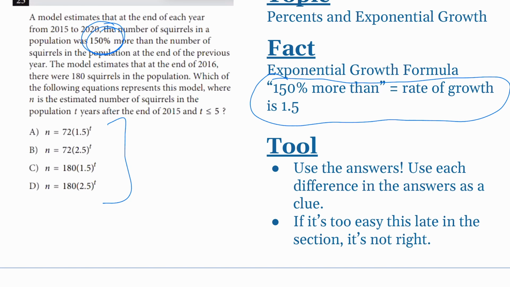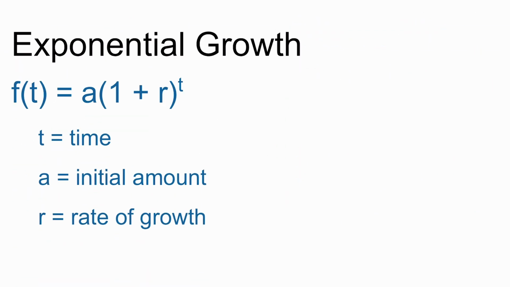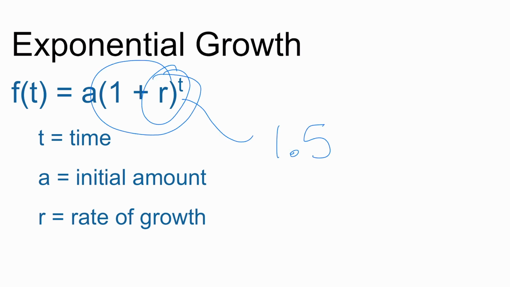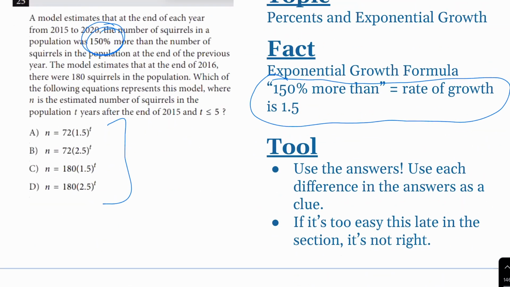And that means that the rate of growth is going to be 1.5. And what makes this problem confusing, but also kind of helps you solve it so quickly, is that when the rate is 1.5, then what's inside the parentheses is going to be 1.5 plus 1, and thus 2.5. So that's really important because a lot of people will fall for the inside being like 1.5 and forget that you need to add that one. So we can't do that.